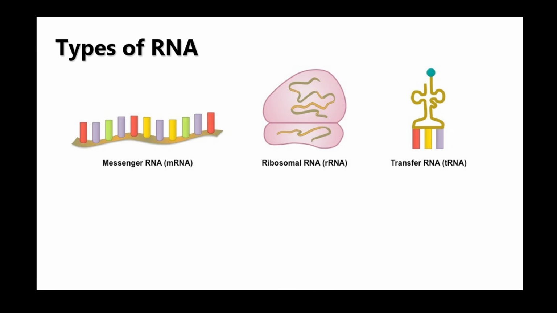In the central dogma of molecular biology, it is also important for us to identify the different types of RNA. We have 3 types. We have the messenger RNA or mRNA, we have the ribosomal RNA or the rRNA, and we have the transfer RNA or the tRNA. Now, what is the difference among their functions?